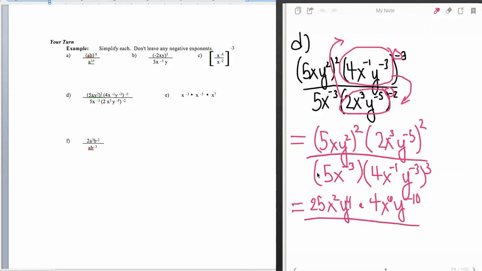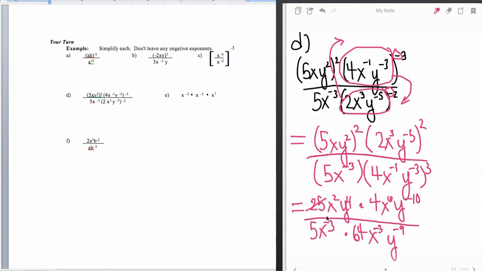All right, this is section 7.4, your turn continued. I'm going to finish the denominator of this and then we'll go ahead and simplify. So nothing happens to the 5 and the x to the negative third right now, and then that's multiplied by, and then I'm going to take care of this power rule, 4 cubed, which is 64, and then x to the negative 1 cubed, which is x to the negative 3, and then y to the negative 3 cubed, which is y to the negative 9.